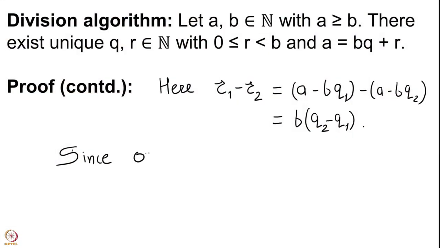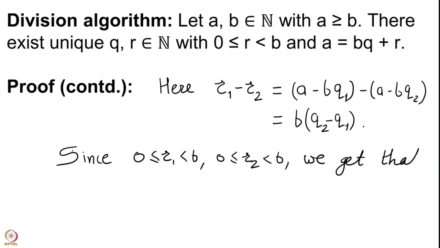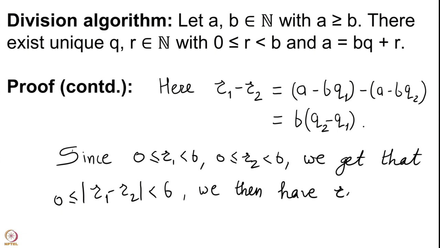So since 0 less than or equal to R1 less than B, 0 less than or equal to R2 less than B, we get that the modulus of R1 minus R2, this is allowed to be 0, but it is strictly less than B. But since this is a multiple of B, we then have R1 minus R2 to be 0. There is no other possibility.